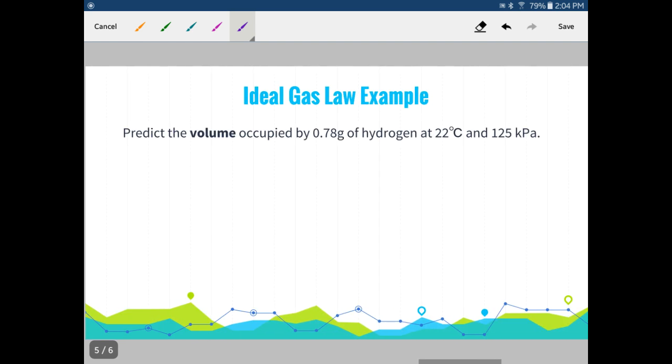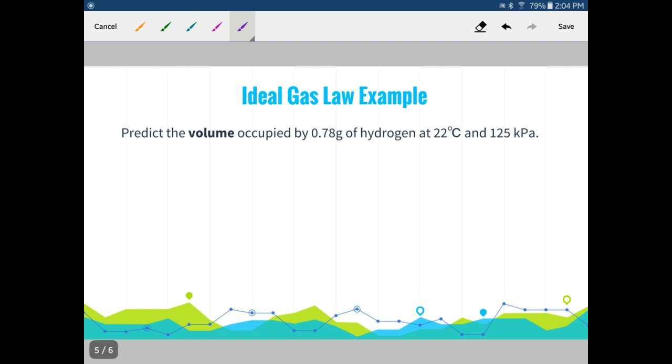So let's take a look at an example. I'm just going to jot down our general formula here, PV equals nRT. And I'll put in the top corner that R is equal to 8.314. All right, and as long as you have an idea of what the units of R are, then you'll be okay to complete this without writing the kilopascals times liters over moles times kelvins. That's a lot of writing, so you can just write it down as 8.314.